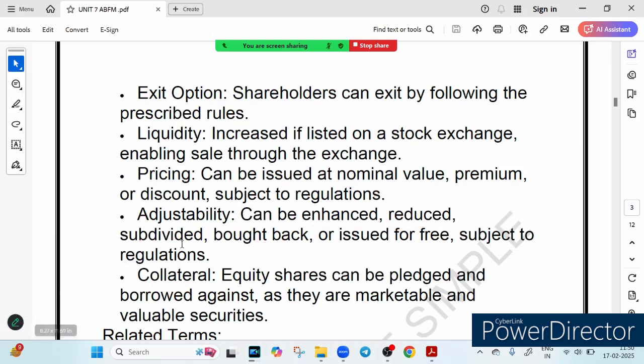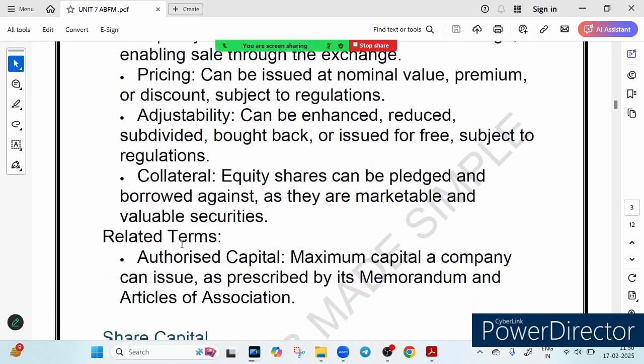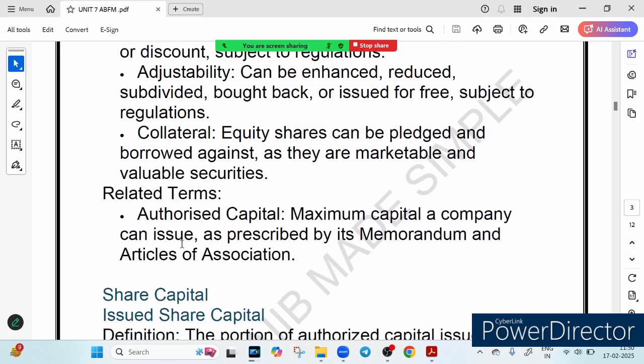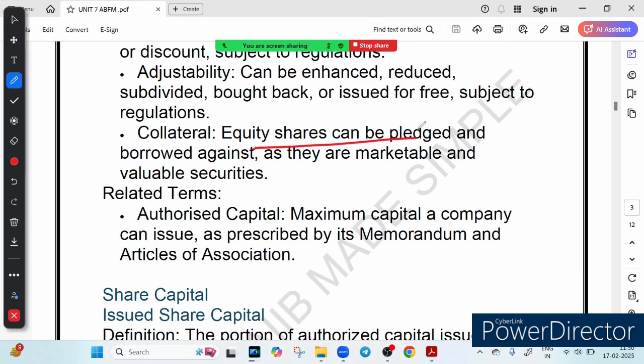Then we have something called collateral, right? Collateral means borrowing against shares. If you need a loan, you can place your equity shares as collateral, right? Or you can even issue free shares. So two things you can do: either you can place your equity shares as collateral, or you can issue something called free shares, depending on the financial need. If you need a loan, you can place your equity shares as collateral to borrow money, since they hold market value.